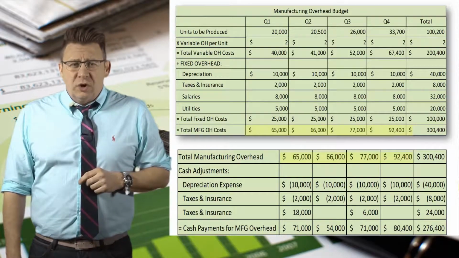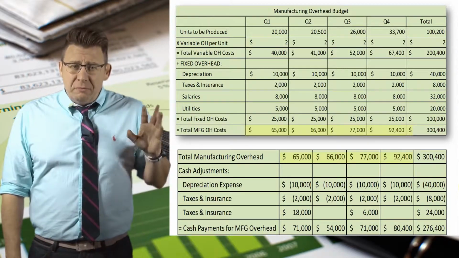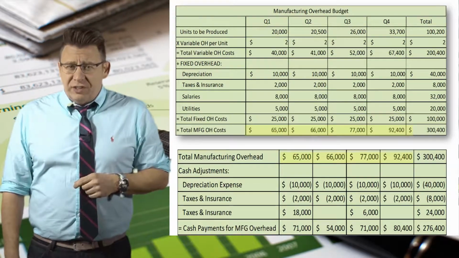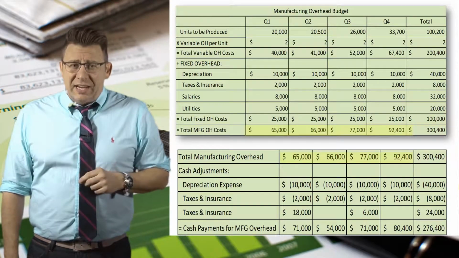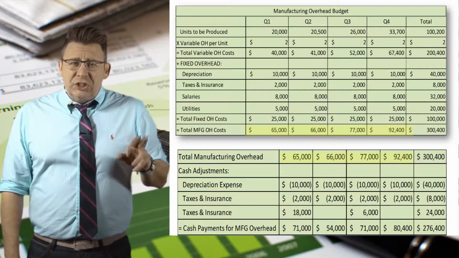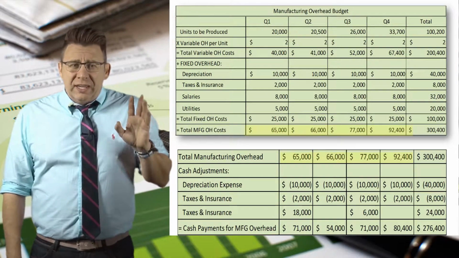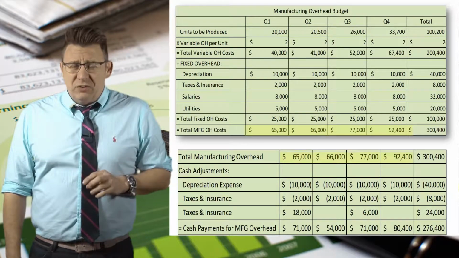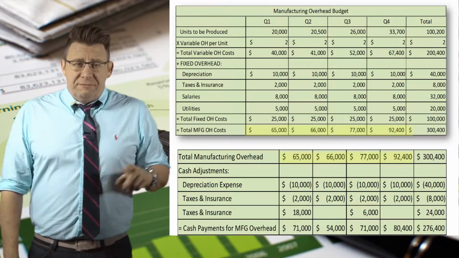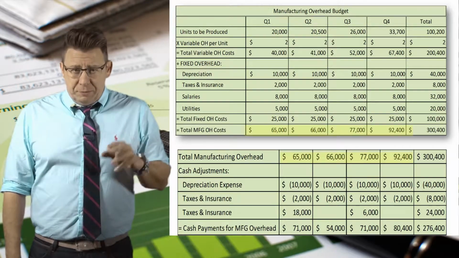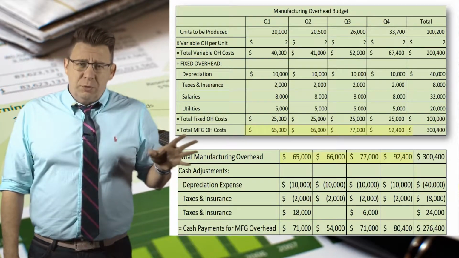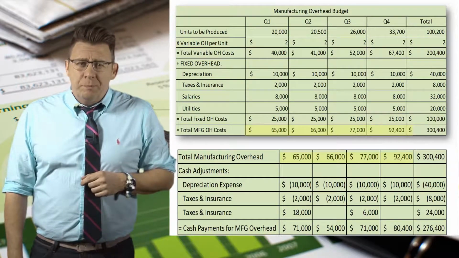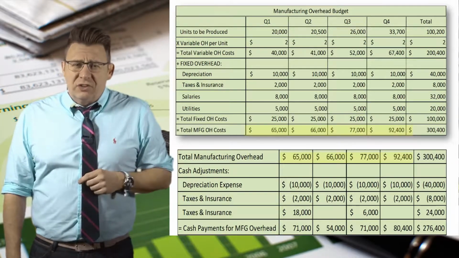So we start with the total cost of manufacturing overhead from the manufacturing overhead budget. Then I've added back the amount of depreciation expense, since this is not a cash expenditure. Additionally, I've added back the quarterly taxes and insurance expense, since that doesn't match the timing of when these amounts will be paid. Finally, I've shown the cash payments for prepaid taxes and insurance, which I've assumed happened as follows. Prepaid taxes, $18,000 in Q1, prepaid insurance, $6,000 in Q3.